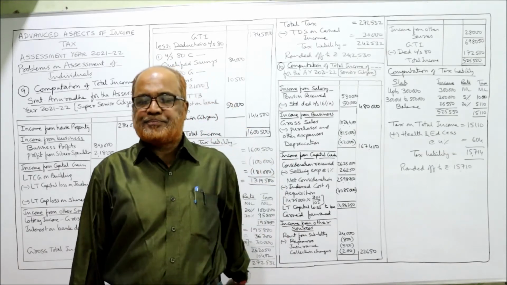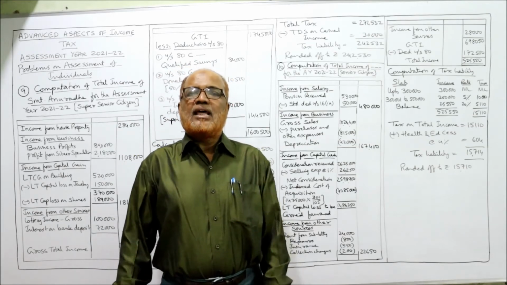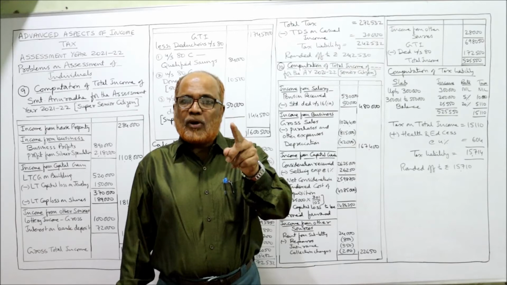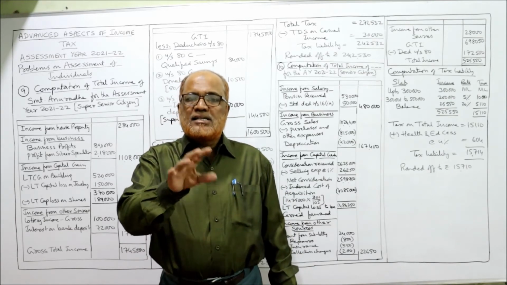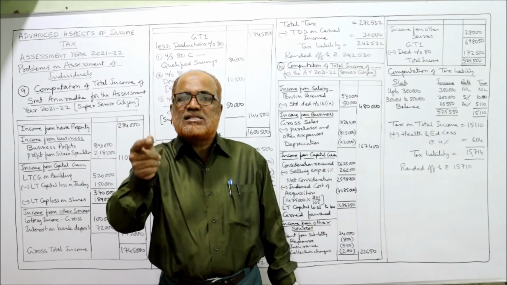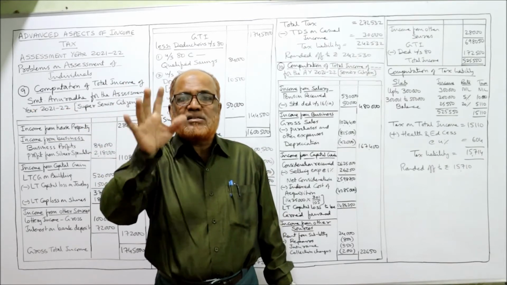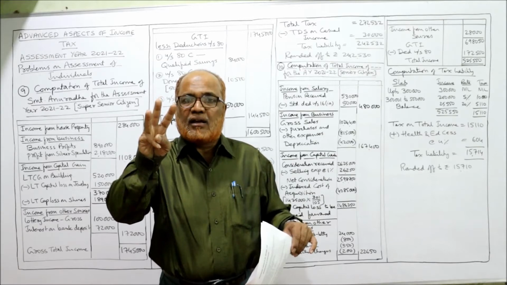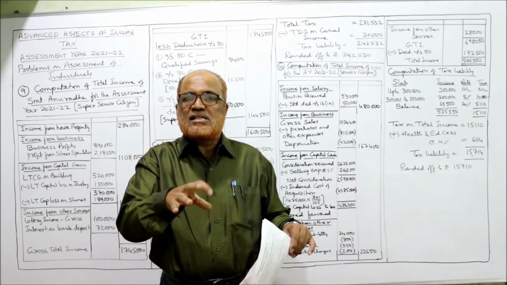First new point, 65 years of age means the SSC is a senior citizen. So remember the points. Below 60 years, non-senior. 60 years and above, but below 80 years, senior citizen. 80 and above, super senior citizen. Because the provisions are different for these three categories. So always you have to decide in which category the SSC comes.